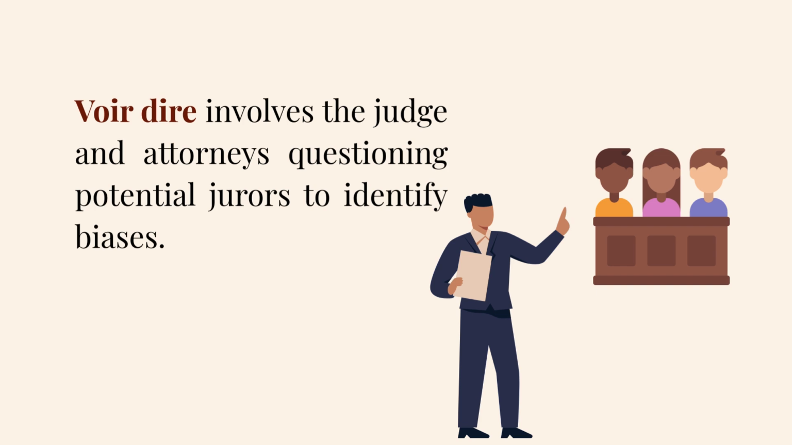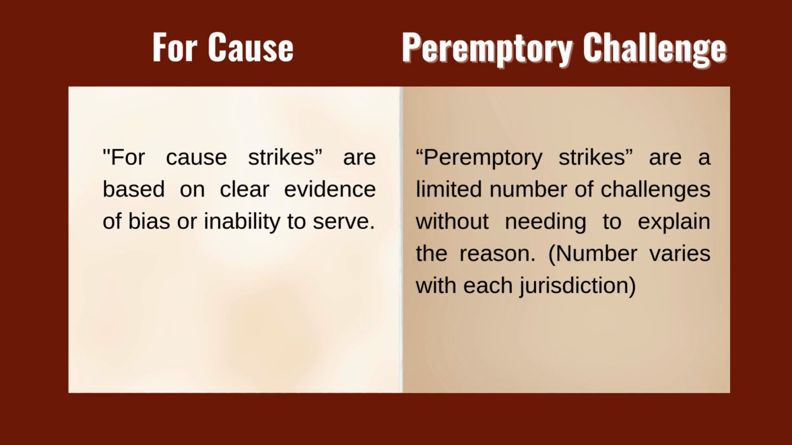Voir dire involves the judge and attorneys questioning potential jurors to identify bias. If the judge or the attorney deems the potential juror to be biased, then he or she can move to strike the potential juror from the pool for cause or through a peremptory challenge. For cause strikes are based on clear evidence of bias or inability to serve, whereas peremptory strikes are a limited number of challenges that the attorney gets without needing to explain the reason for striking the individual.